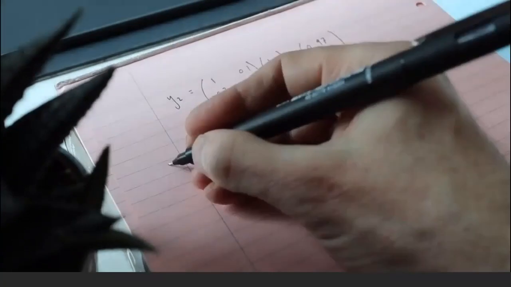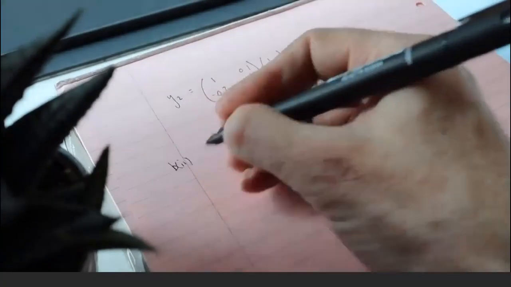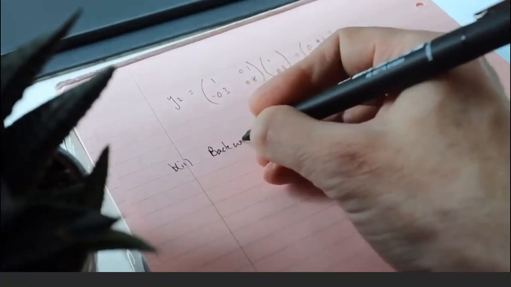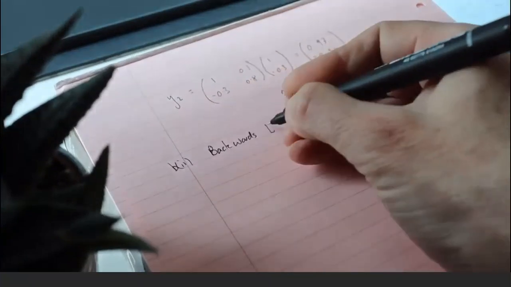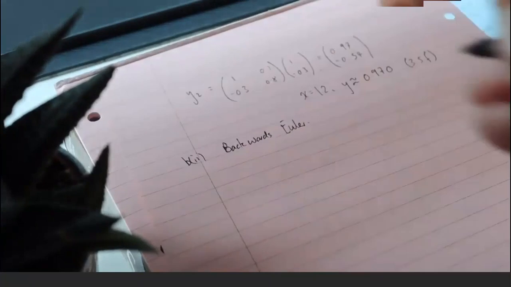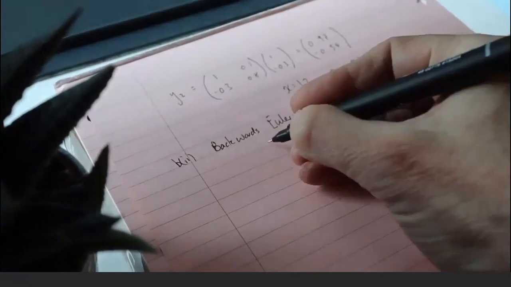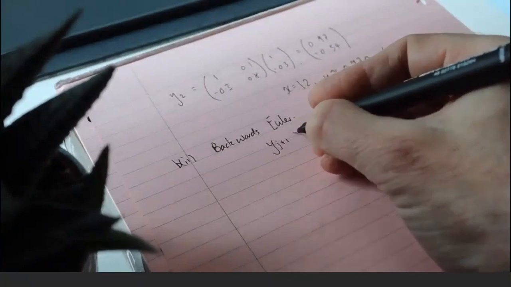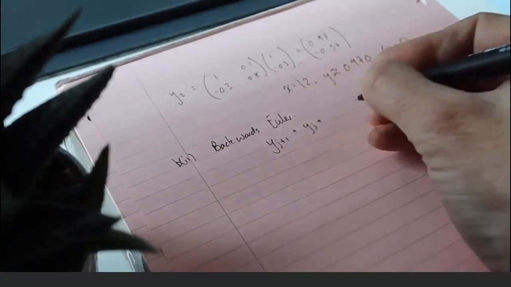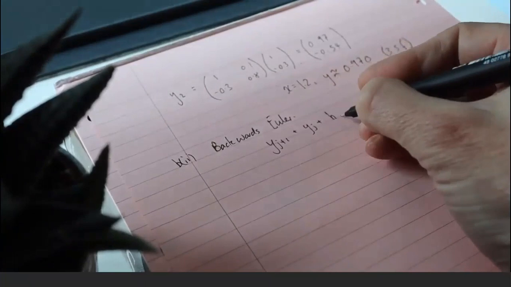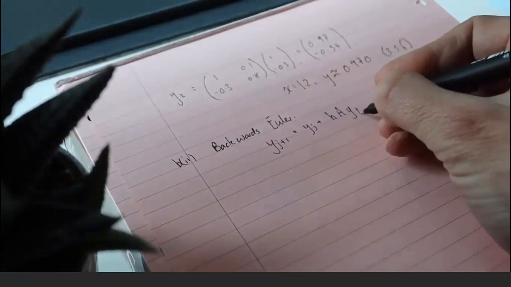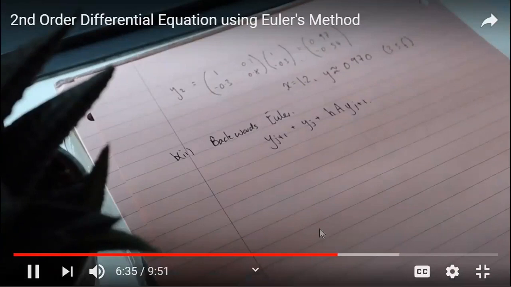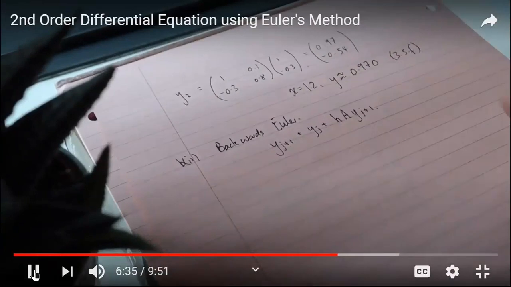Now for B part 2, it said use the backwards Euler. So for the backwards Euler, we've got yj plus 1 equals yj plus ha yj plus 1. So this is the one where we've got to rearrange.